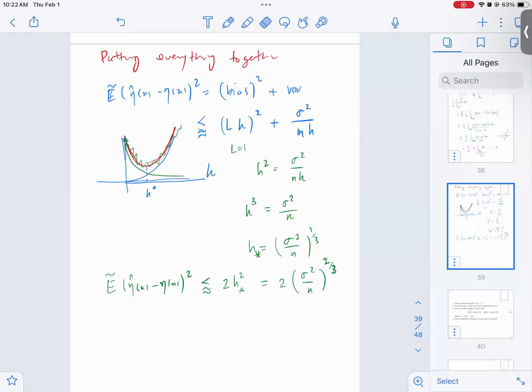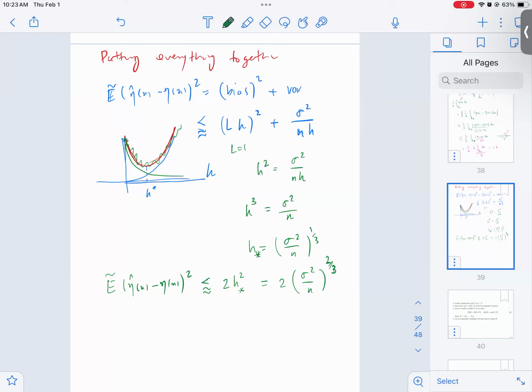It goes to 0, but rather slower than if you know classical statistics. Let's say, for example, you did linear regression, and the function was actually linear. We get sigma squared over n. This is slower because it's like 2/3, because we are working with a general function class. It says if it's Lipschitz, you don't know anything else. This is what you can do.